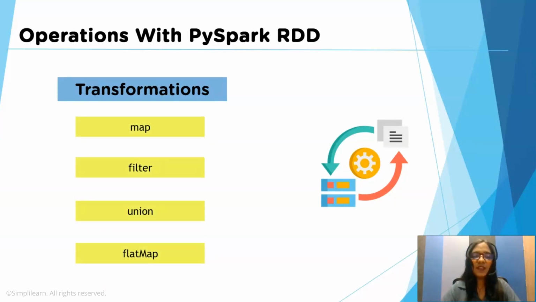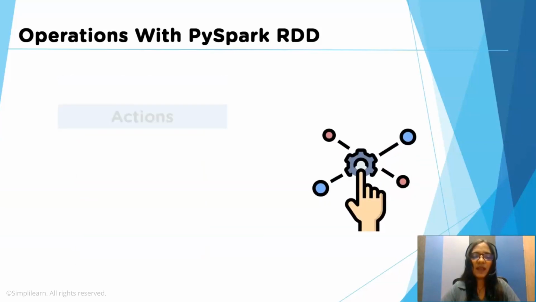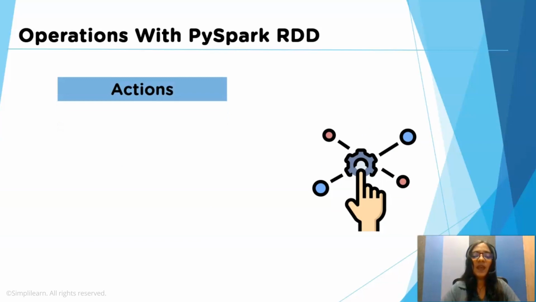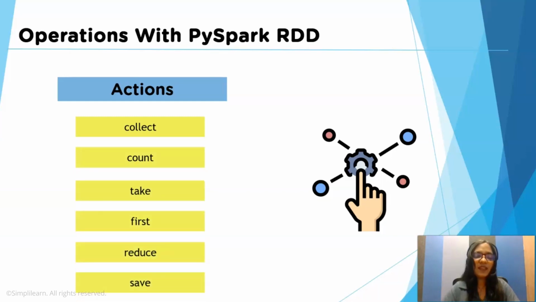So with this, let's look at actions in PySpark RDD. In PySpark RDDs, actions are a kind of operation that returns a value on being applied to an RDD. So following are some of the essential PySpark RDD operations widely used: collect action, count action, take action, first action, reduce action, and save action. So with this, let's get to our next topic, that is PySpark pair RDD operations.